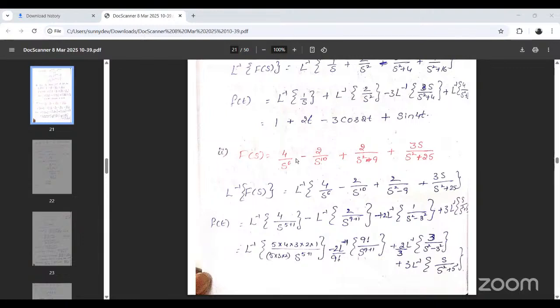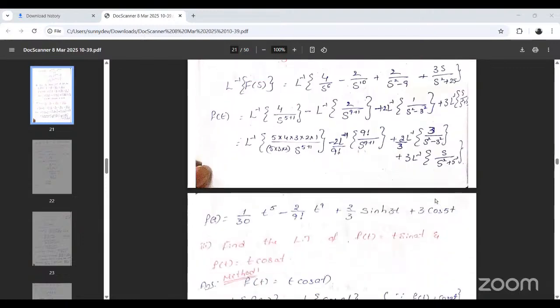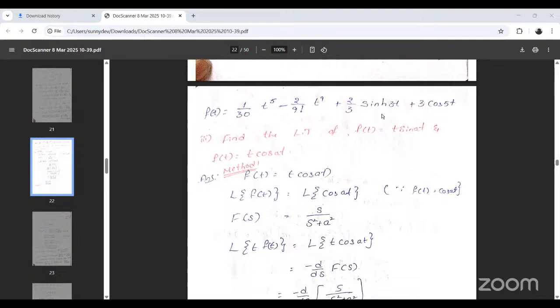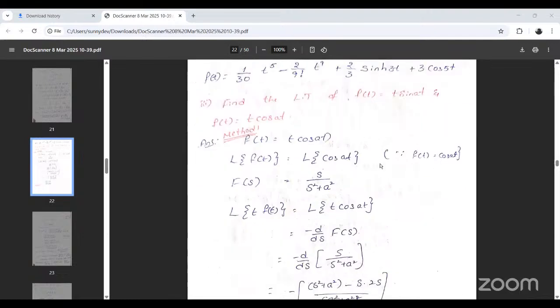So practice on formulas. The formulas are very few, like the Laplace transformation of t power of n, the Laplace transformation of sin at, the Laplace transformation of cos at, the Laplace transformation of e power of at. So these formulas will be there, and then it becomes easy. So these all are example problems.